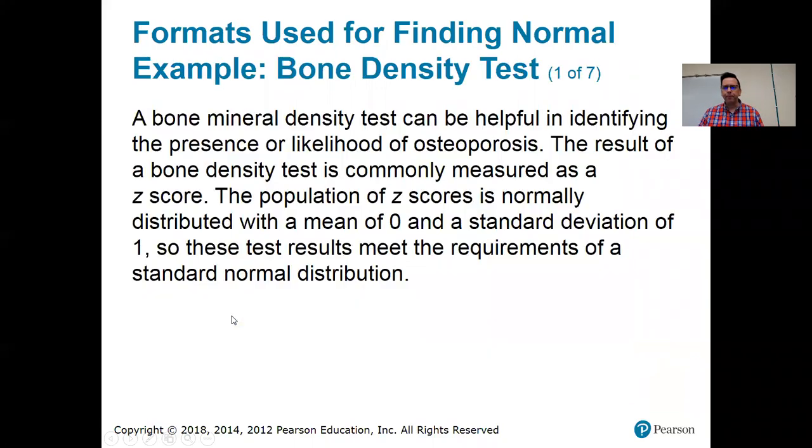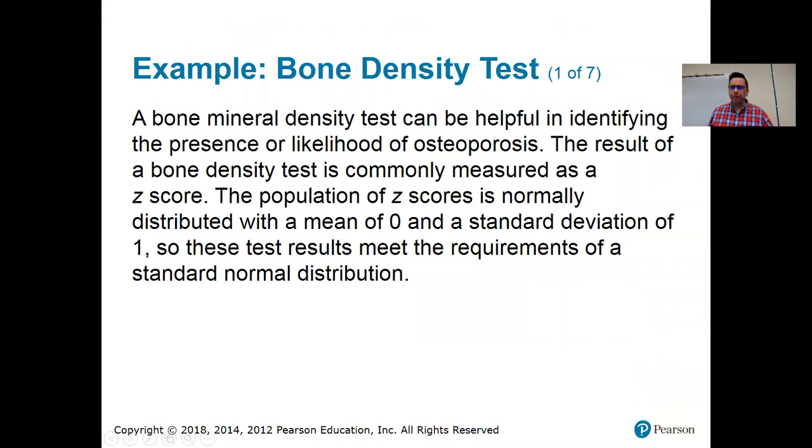All right, finally an example. A bone mineral density test can be helpful in identifying the presence or likelihood of osteoporosis. The result of a bone density test is commonly measured as a z-score. So it makes for a great problem in this section. The population of z-scores is normally distributed with a mean of 0 and a standard deviation of 1. So these test results meet the requirements of a standard normal distribution.